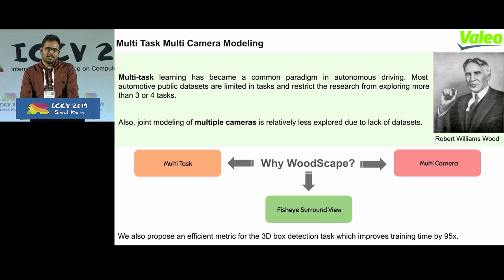Also, an interesting area of research which is less explored due to lack of datasets is joint modeling of multiple cameras. To address these issues, we introduce WoodScape, a multitask, multi-camera fisheye dataset for visual perception. WoodScape is named after Robert William Wood, who coined the term fisheye in 1906. We also propose an efficient metric for 3D bounding box.